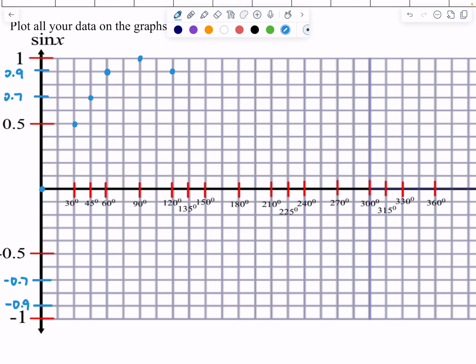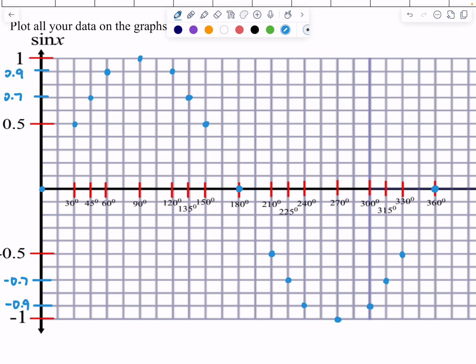Okay, so I'm plotting this point at 0.5, then 0.7, then 0.9, then at 90 I'm up at 1, 120 I'm back at 0.9, 0.7, 0.5, 180 I'm back at 0. 210 I'm down at negative 0.5, negative 0.7, negative 0.9, 270 I should be at negative 1, 300 back at negative 0.9, then negative 0.7, negative 0.5 for 330, and back at 0 for 360.